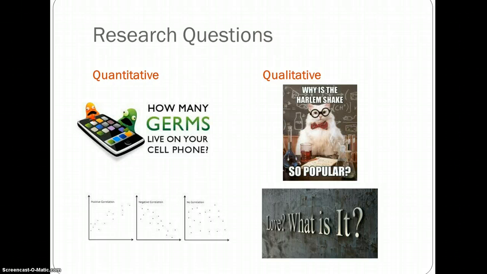Although both quantitative and qualitative researchers are asking and seeking to answer questions, the questions that they ask are different. In quantitative research, we ask, how many? For example, how many germs live on your cell phone? We also ask, how strong is the relationship? As indicated by the scatter plots illustrating positive correlations, negative correlations, and no correlation.